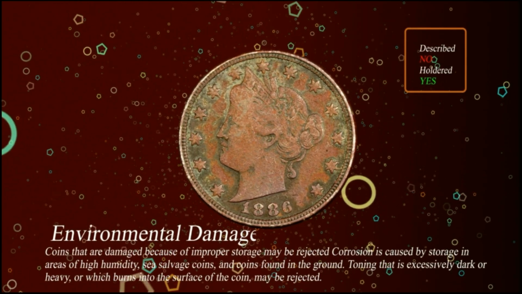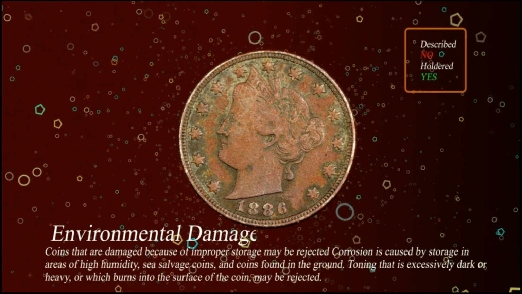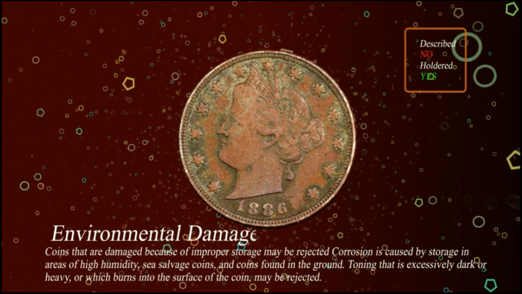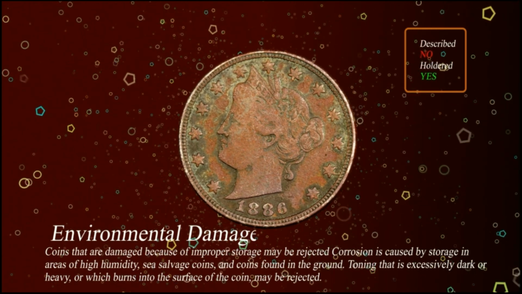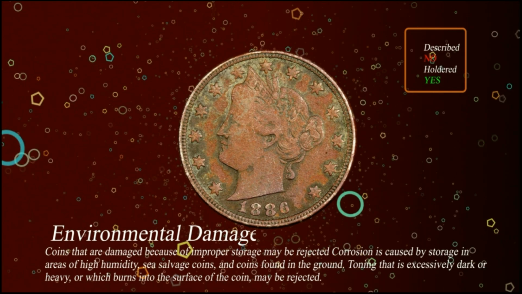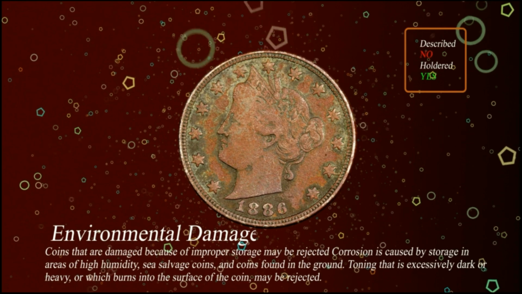Environmental damage. Coins that are damaged because of improper storage may be rejected. Corrosion is caused by storage in areas of high humidity. See salvage coins, and coins found in the ground. Toning that is excessively dark or heavy, or which burns into the surface of the coin, may be rejected.